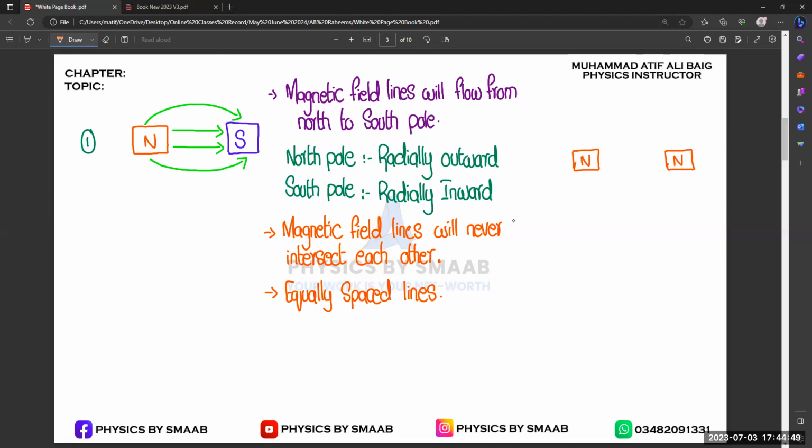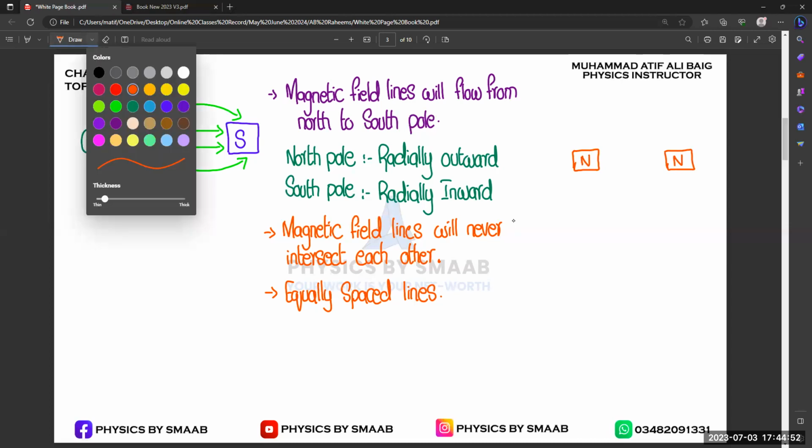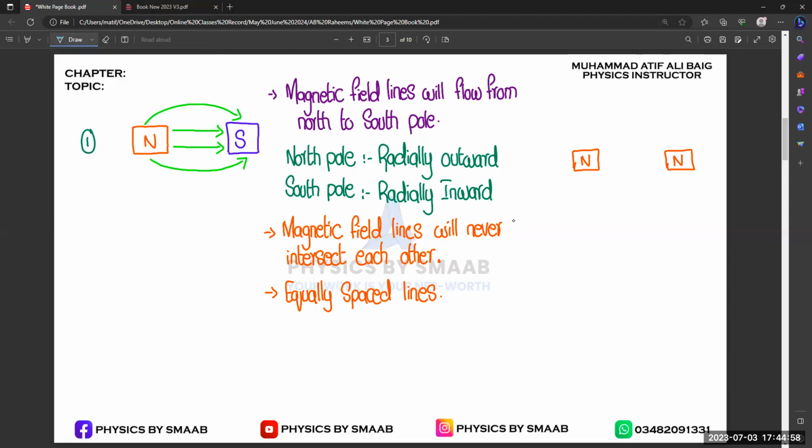Now we know that both will repel each other, right? But the most important thing, first we need to know about their direction. We know that the direction for the north pole is radially outward, right? So when the magnetic field is coming out from the north pole of the left magnet and the magnetic field is coming out from the right-hand side magnet, they both will repel each other in the way like this. So this is the type of pattern we are getting from the north poles of both magnets, right?